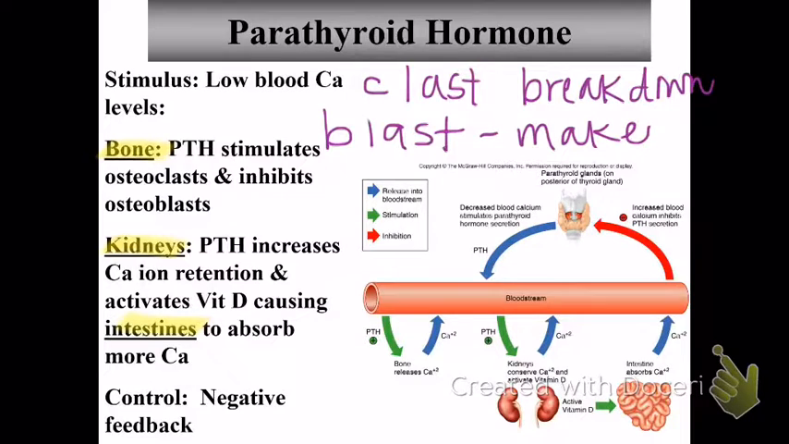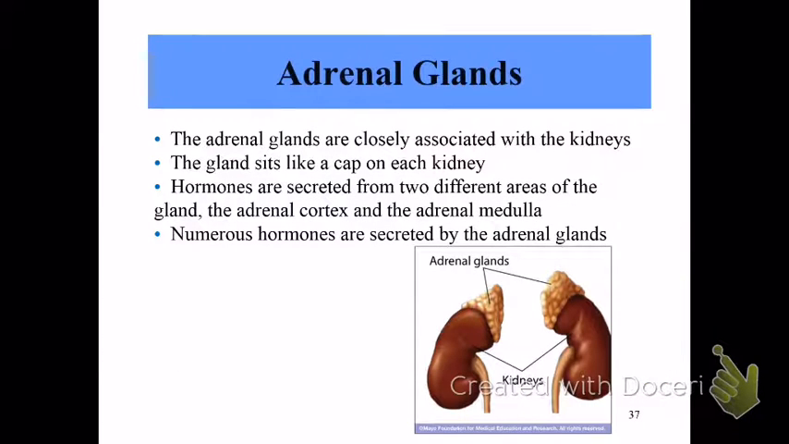Next, adrenal glands. They sit on top of your kidneys, and the textbook says this, not me: the gland sits like a cap on each kidney. It sits on there like a party hat. So you have adrenal glands sitting on your kidneys, right? Party hats sitting on your kidneys.